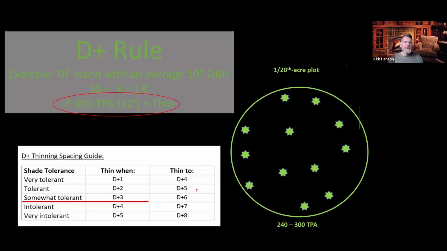So again, if you've measured 300 trees per acre, and that distance then is 12 feet between trees, but the D+ rule says the distance should be 13 feet. That's telling you that you want to thin.